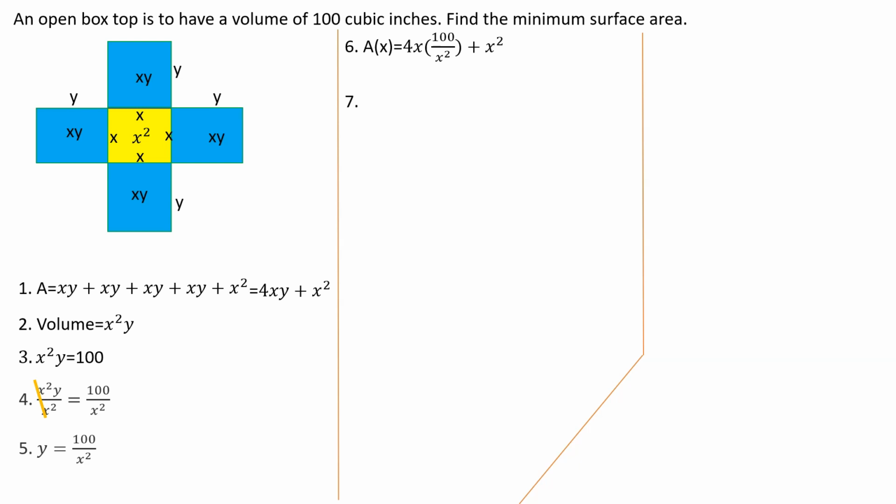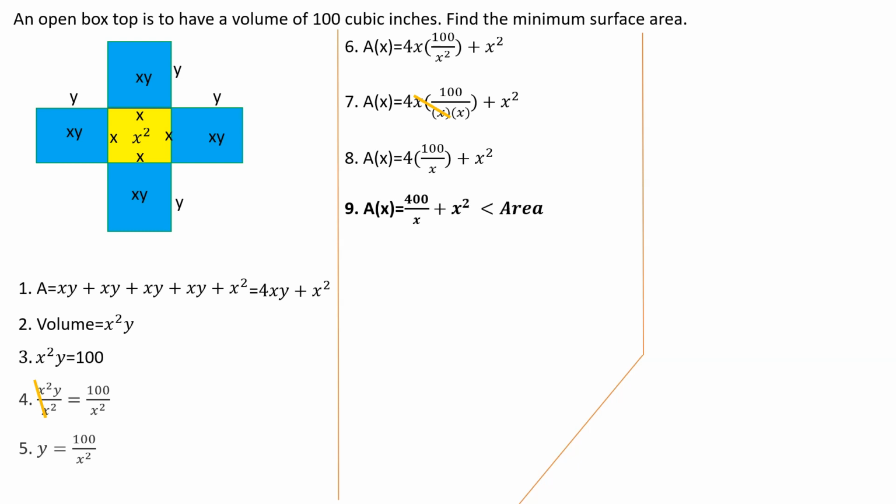When you transition to step 7, it's going to give me the following. Now A of x equals 4x times 100, and then 1 over x squared is really 1 over x times x, plus x squared. I want to do that because now I can see that I can cancel off that x and that x in a pair, which at step 8 is going to give me the following. Now A of x equals 4 times 100 over x plus x squared. Okay, so that's going to give me the final function as A of x equals 400 over x plus x squared. And that represents the area of the box, the area function, if you like.